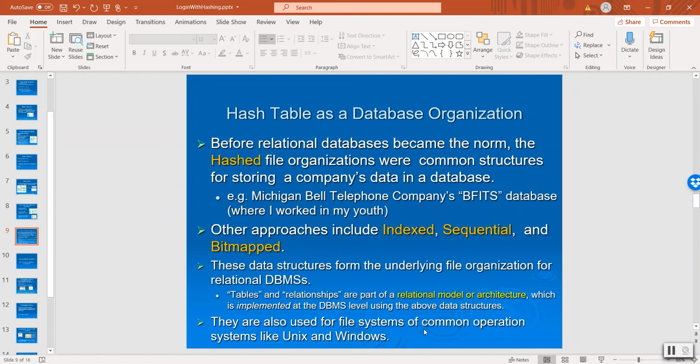Michigan Bell Telephone Company, as all the Baby Bells were, was a subsidiary, and we had a database that was a hash file organization database. I worked on it myself. It was called BFITS. We called it Big File in the Sky, a homegrown database, and it was a hash file organization. And there are other organizations too, and let me take you to the textbook.